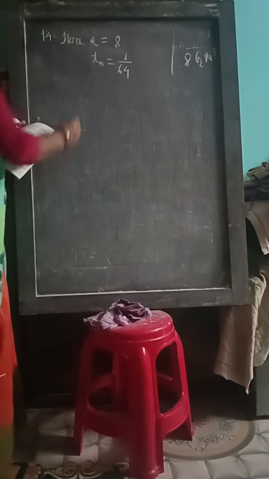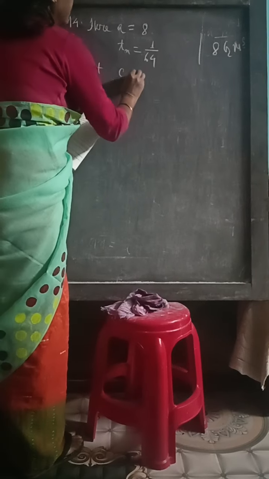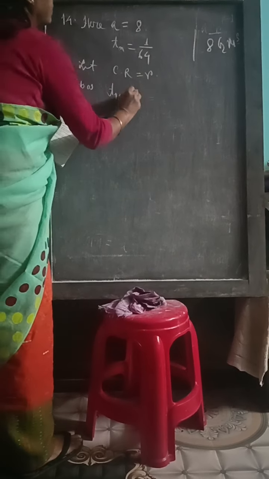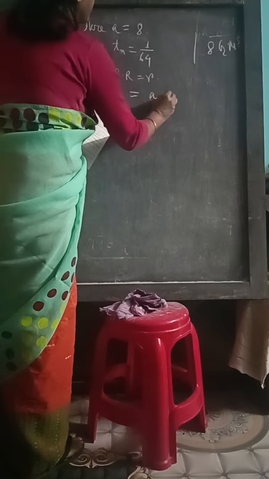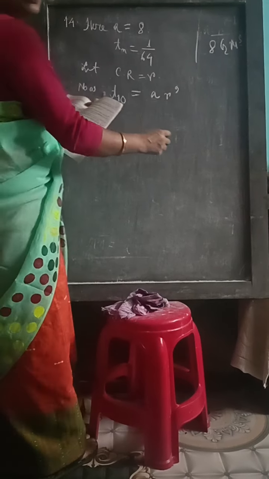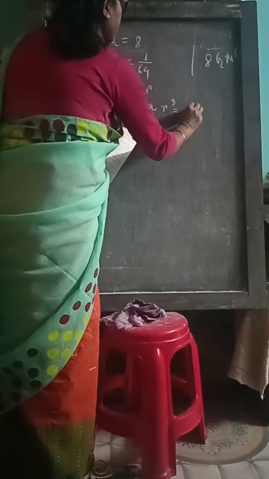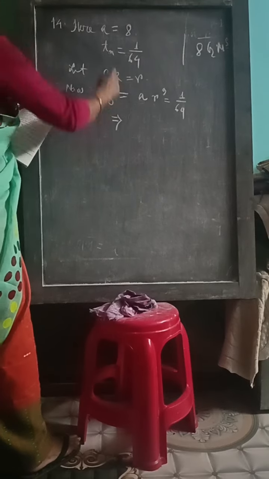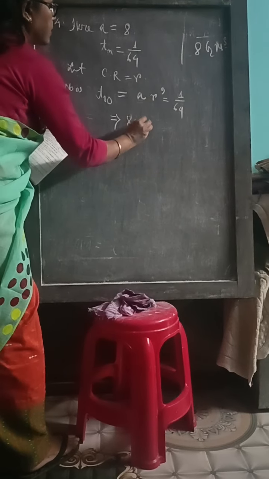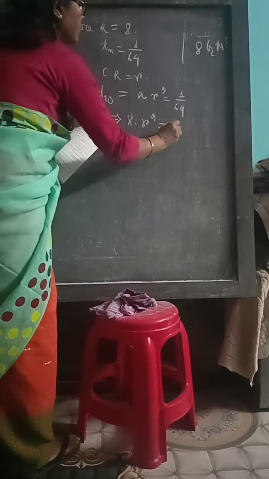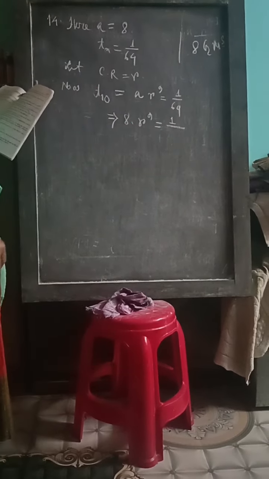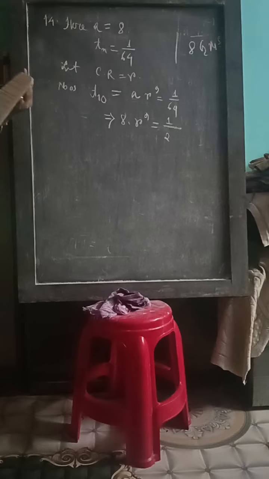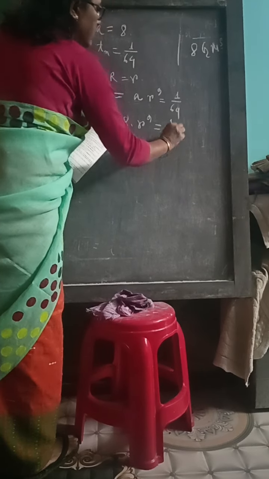Let the common ratio be R. Now T10 is equal to A into R to the power 9, 10 minus 1 is equal to 9, is equal to 1 by 64. Implies, what is this? You put the value of A is equal to 8. 8 R to the power 9 is equal to 1 by 64. 64 means you write this as base 2. 2 to the power what? 6. 64 equal to 2 to the power 6.